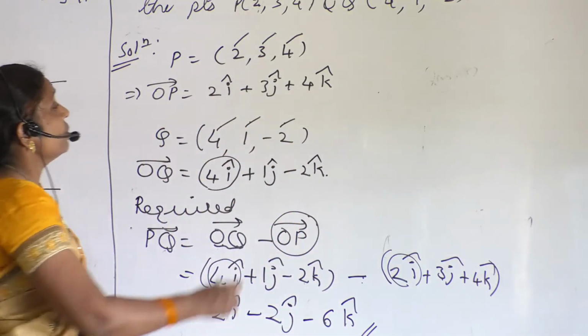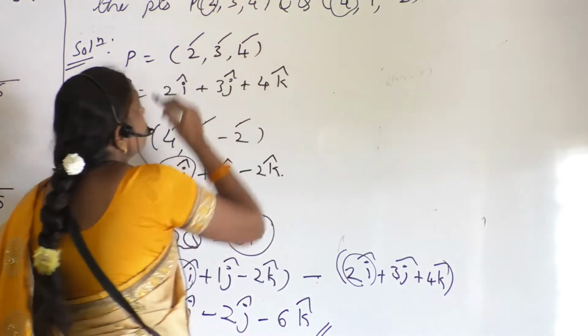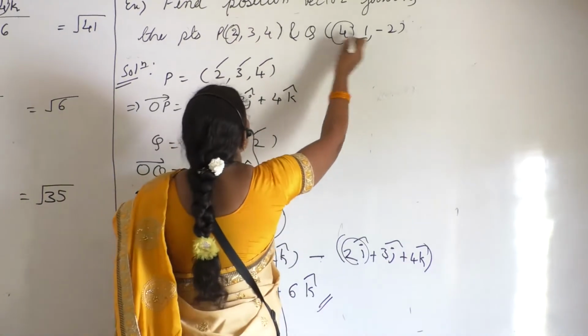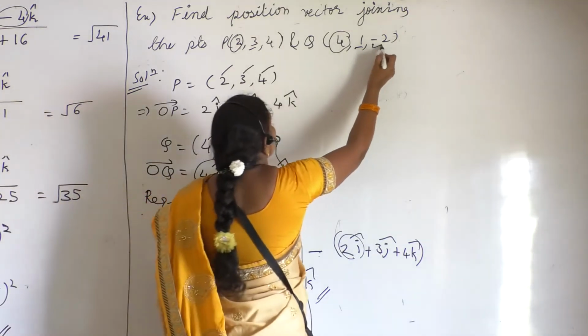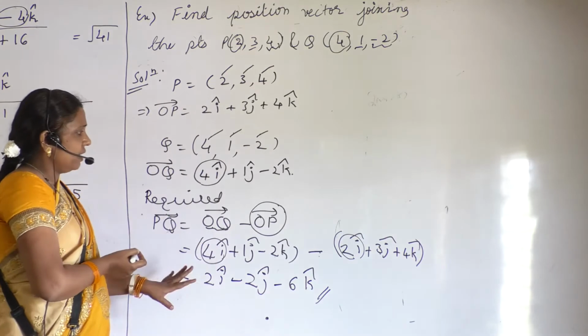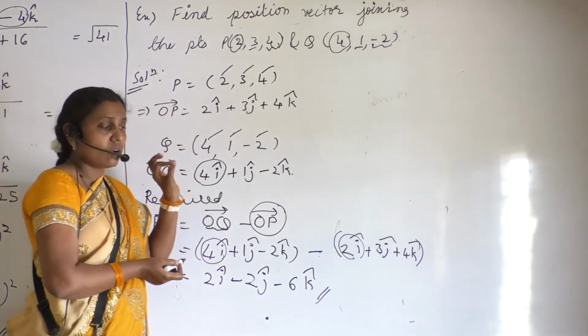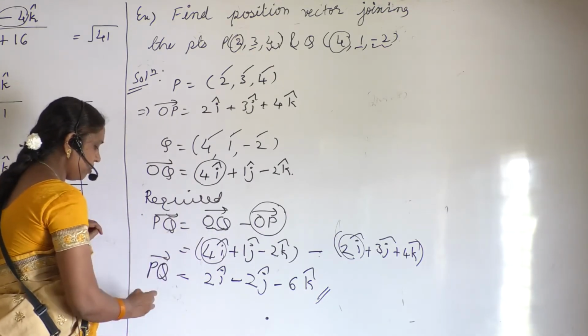So what can you do? You can just make the subtraction from here itself. 4 minus 2, that is 2i. Am I right? 1 minus 3, minus 2j. So minus 2 minus 4, it is minus 6k. See, a very objective kind of question. Within one statement, you can get it solved. Am I right? So this is the position vector of PQ.